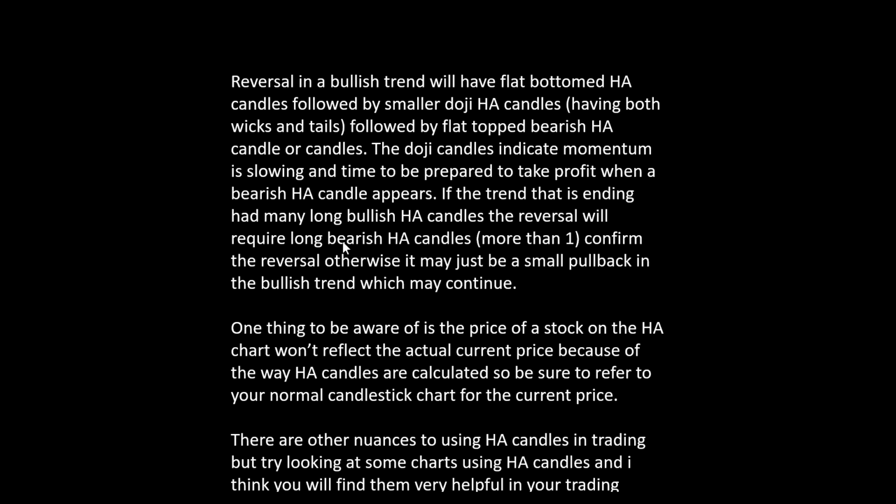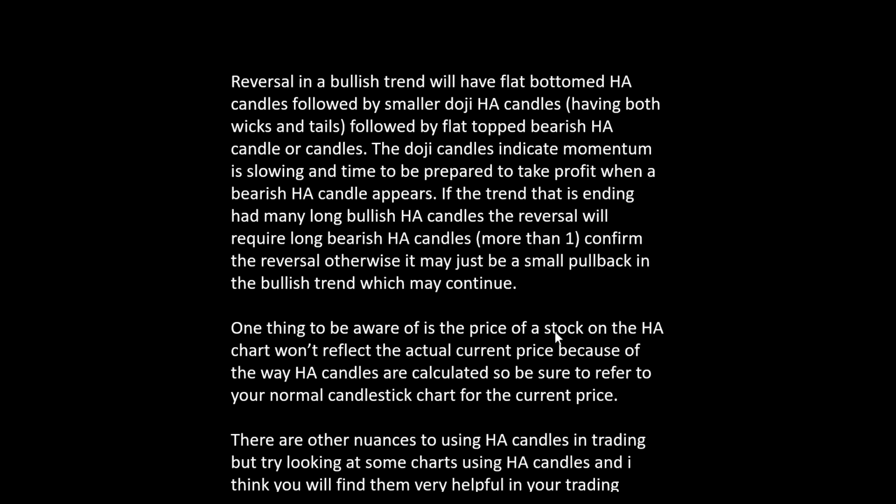So again, if the trend is ending and had many long bullish Heiken-Ashi candles, the reverse will require a long bearish Heiken-Ashi candle, more than just one, to confirm the reversal. Otherwise, it just may be a small pullback in the bullish trend. If you've got a lot of momentum in an upward trend and you're getting a lot of big green Heiken-Ashi candles, then if you get a couple of small ones or a small tail, but you don't get a really strong bearish reversal, in other words, you don't get a long red candle to the downside with a flat top, the trend could continue.